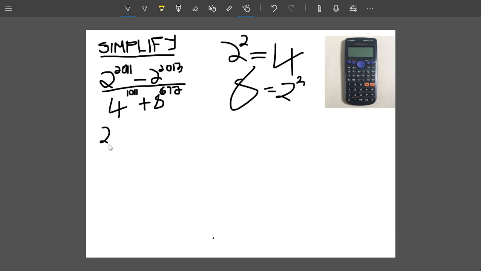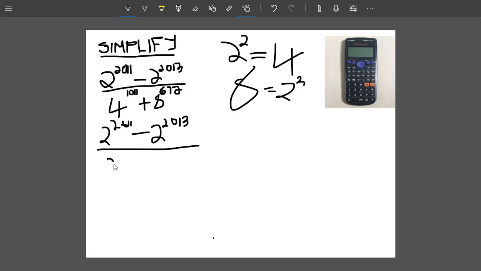Here you just rewrite it, the things the way they are. You just rewrite them. Here it's 2011, guys, refer to the question. Here it's 2011. Here it's 2013. Then we divide. Don't forget to divide.